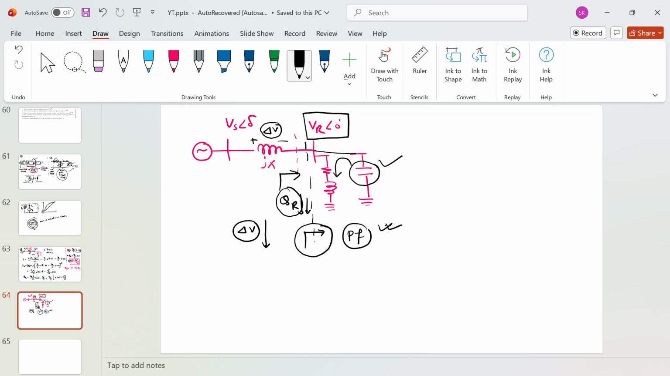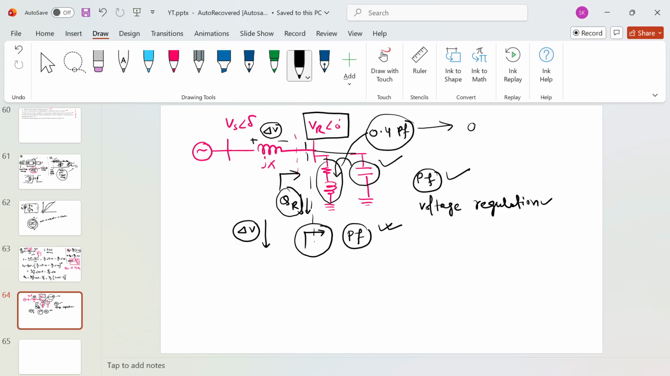Because the moment you have improved power factor, that means you are able to supply more active power. I hope it is clear. So this reactive power compensation basically improves the power factor and improves the voltage regulation. Let's say this RL load was around 0.4 power factor lagging, but you want to improve it to, let's say, 0.9 power factor. Then you must connect a capacitor. That's how it can improve the power factor.